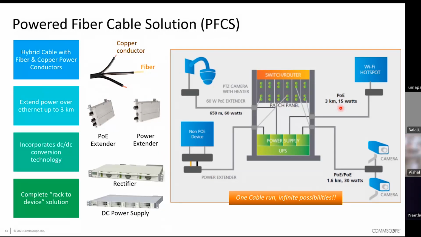So if it is a 15 watts requirement only for the end device, it can go up to 3 kilometers. If it is a 30 watts requirement for your camera or PTZ camera, it can go up to 1.6 kilometers only. So we have a separate tool for this, the powered fiber calculator.